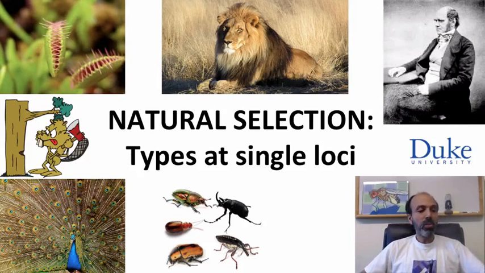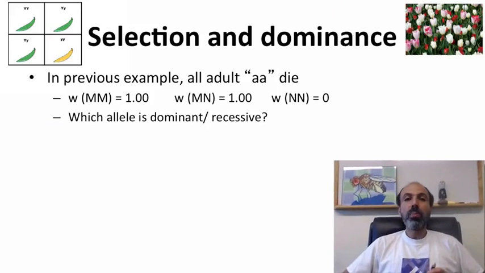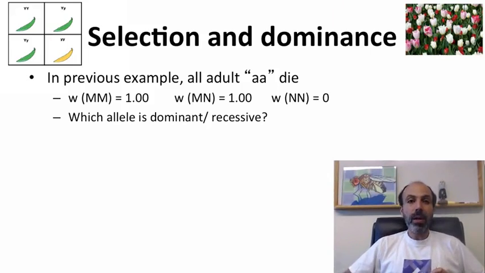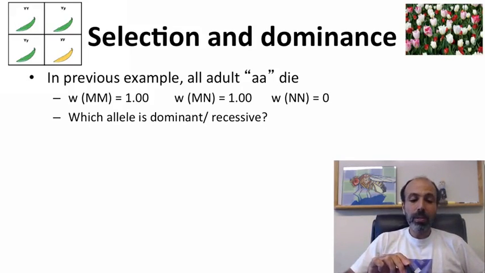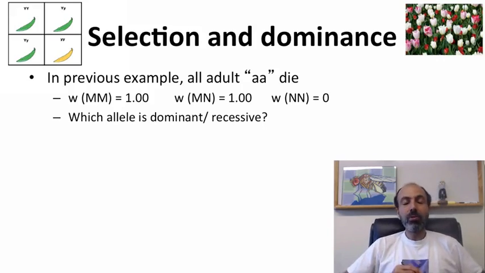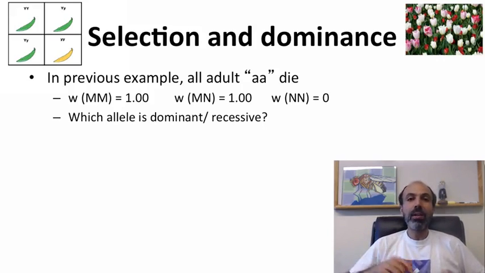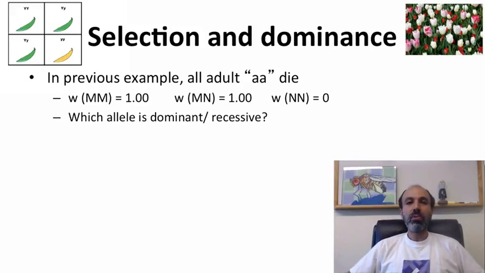Now, one point I stressed in the last video was the importance of dominance. The dominance affects how natural selection shapes allele and genotype frequency. In the last example I showed you, we had all adult little a individuals die. So we said that at age 10, all little a individuals just die off. Let's follow up on this with a couple of different examples.